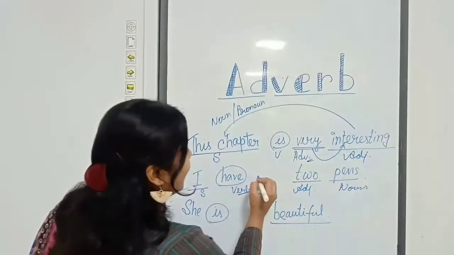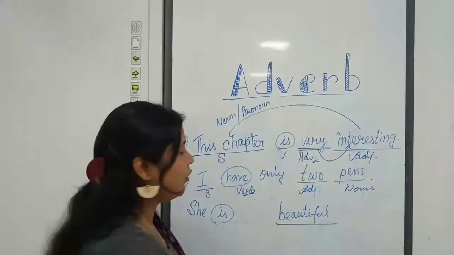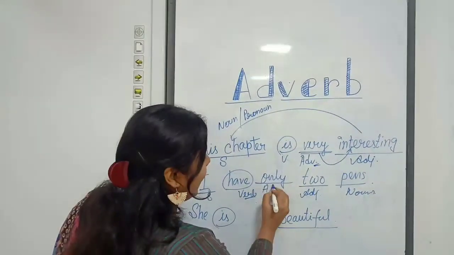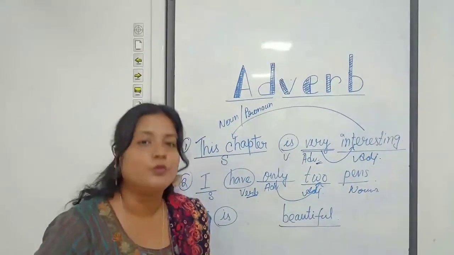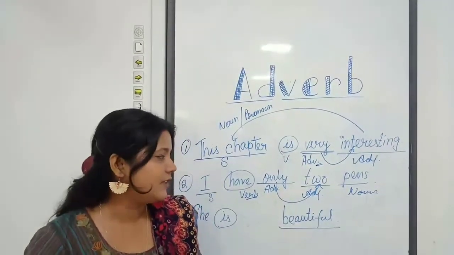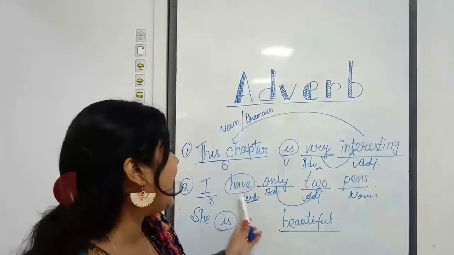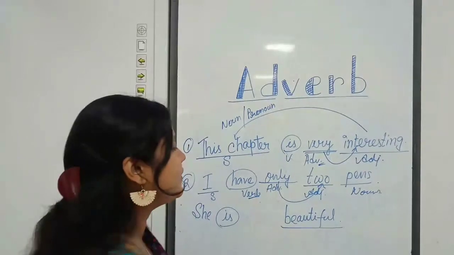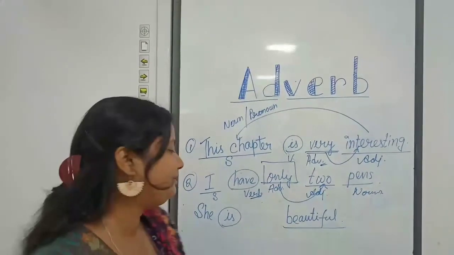But if I say I have only 2 pens, only 2. Only is our adverb, which is pointing to 2. 2 is our adjective on the other hand, and only is the adverb. So here once again, I have only 2 pens. So the adverb only is describing the adjective 2.